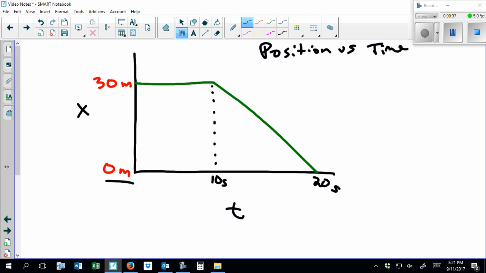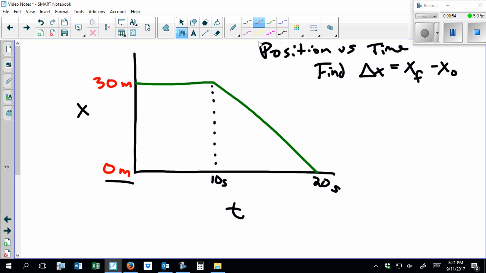And we really just want to be able to do two things with this. The first is find displacement, find delta x from one of these graphs. And if you remember, delta x is our final position minus our initial position.